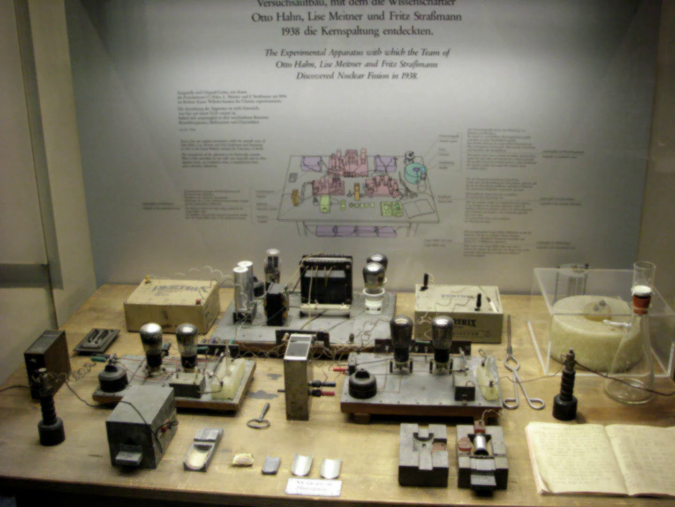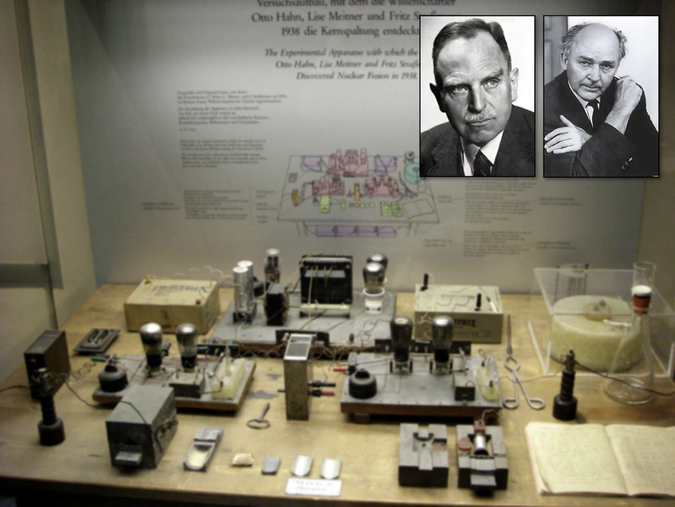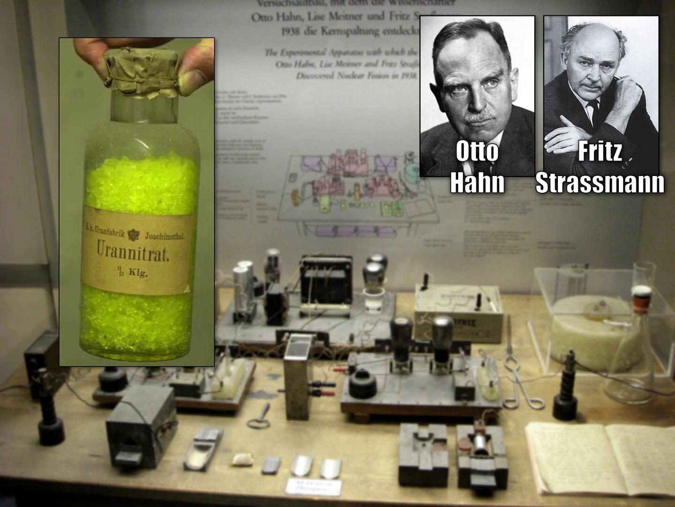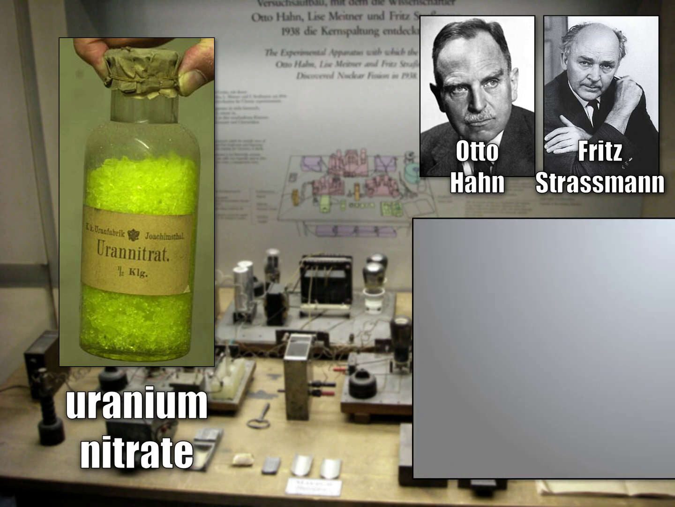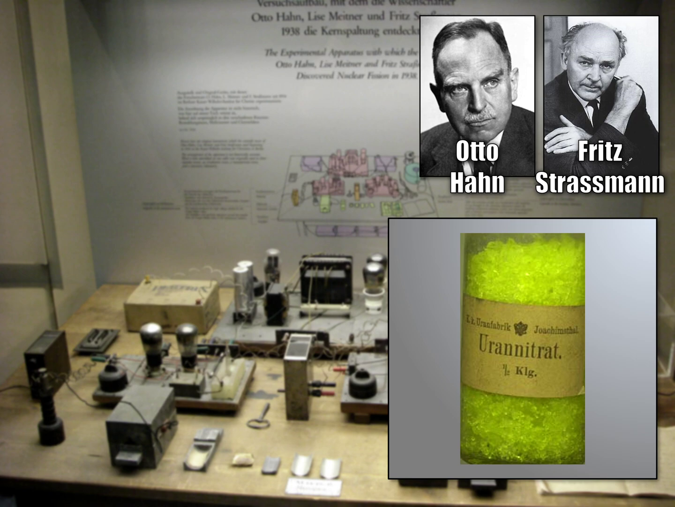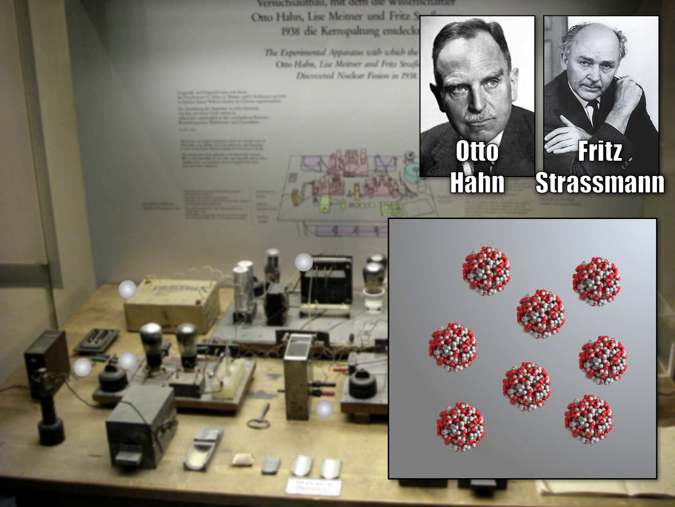The next stage in our story is these 2 scientists named Otto Hahn and Fritz Strassman. They were German scientists. So what they did was they took a sample of uranium nitrate and they stuck it inside a box. And then they took this box and they bombarded it with neutrons. And then they looked to see what was in the box afterwards.